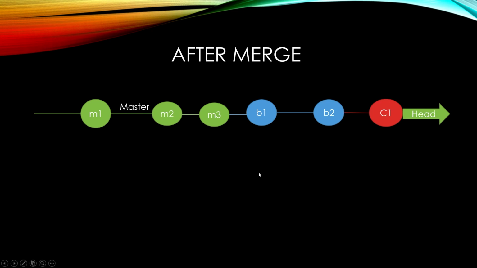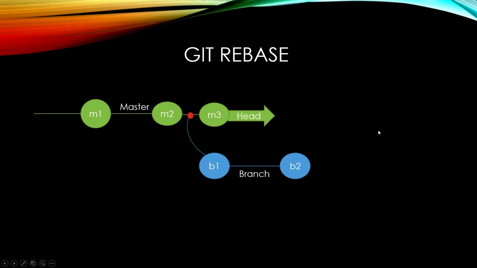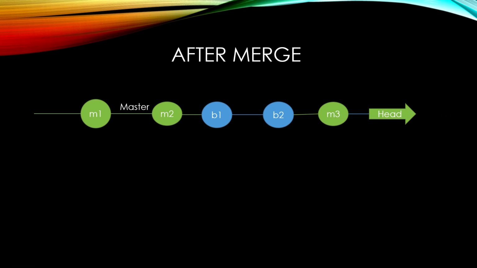So in this case, after the M3, the latest commit of the master branch, the B1 and B2 were added and we had a commit message here. But in case of Git Rebase, it is being rewritten. That is, first B1 and B2 were added, then M3 was created, and then the head is pointing to that branch, right? So Git Rebase rewrites the Git history. So that's the reason it is not recommended to rebase in your master branch, as it can create confusion.